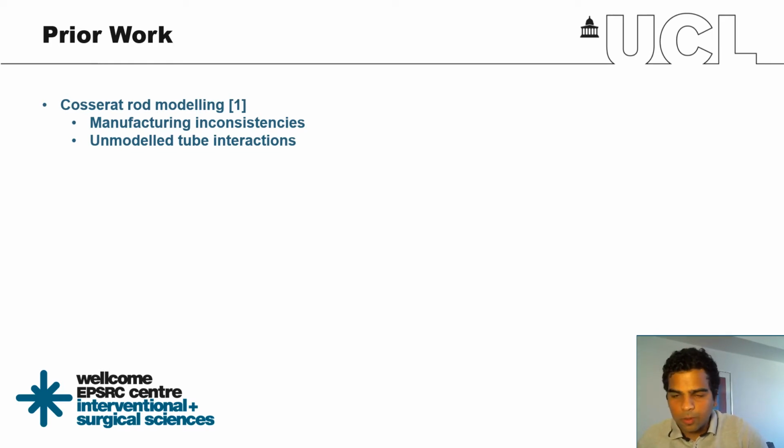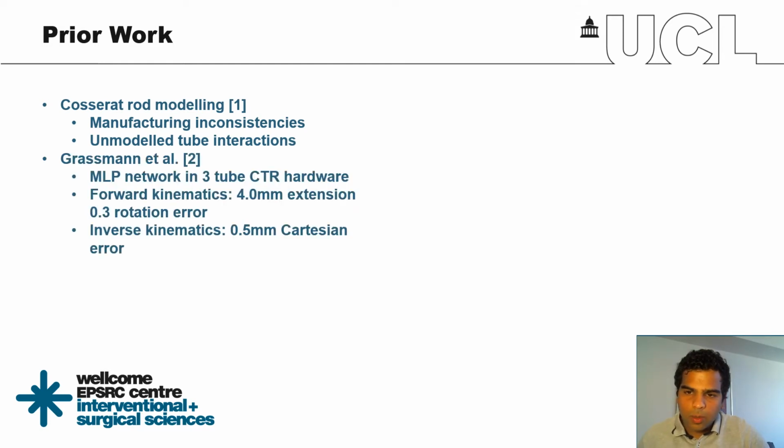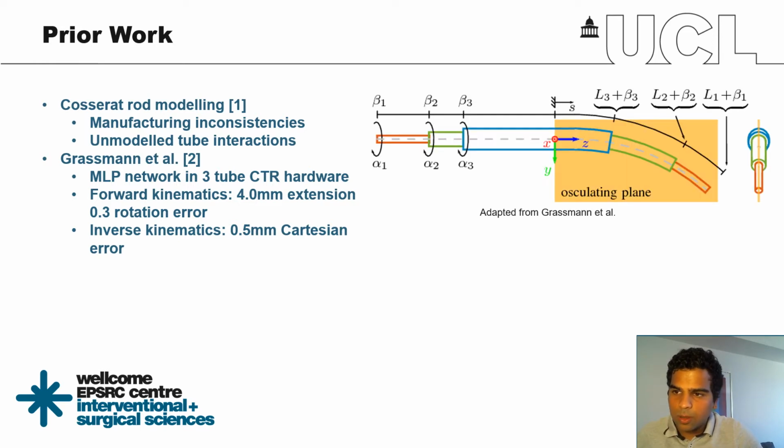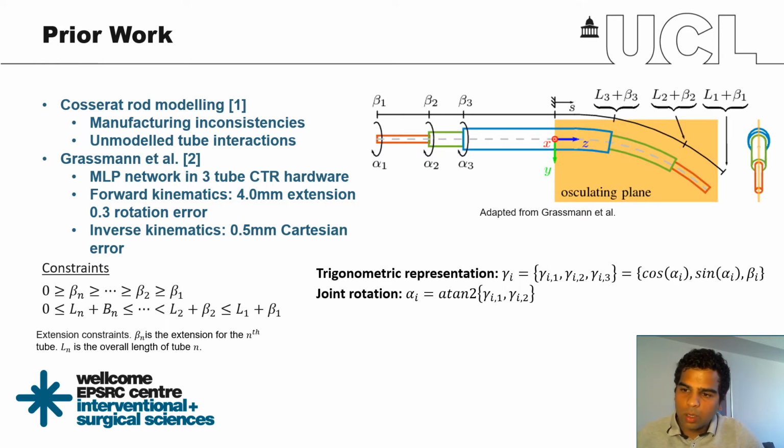tube interactions like friction. So Grassmann presented a paper looking at multi-layer perceptron networks in a 3-tube concentric tube robot system to do the forward and inverse kinematics, and did so with pretty good results. And we directly used the trigonometric representation used in that paper.